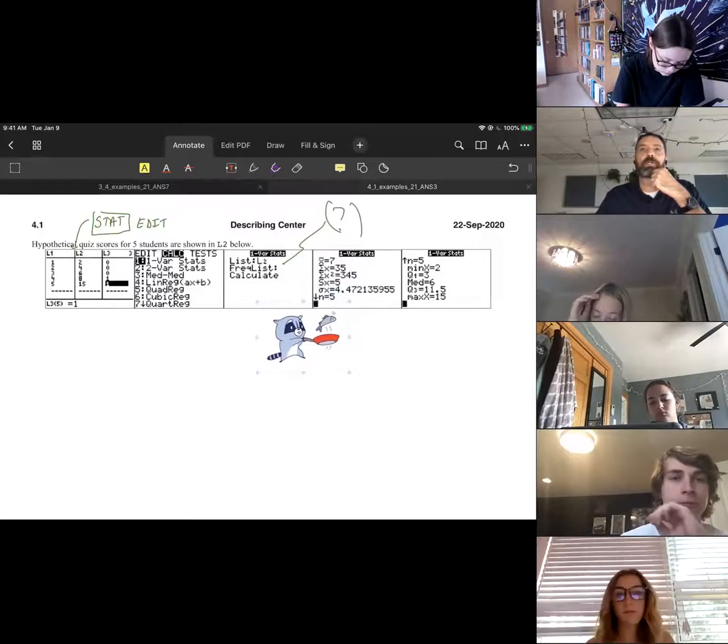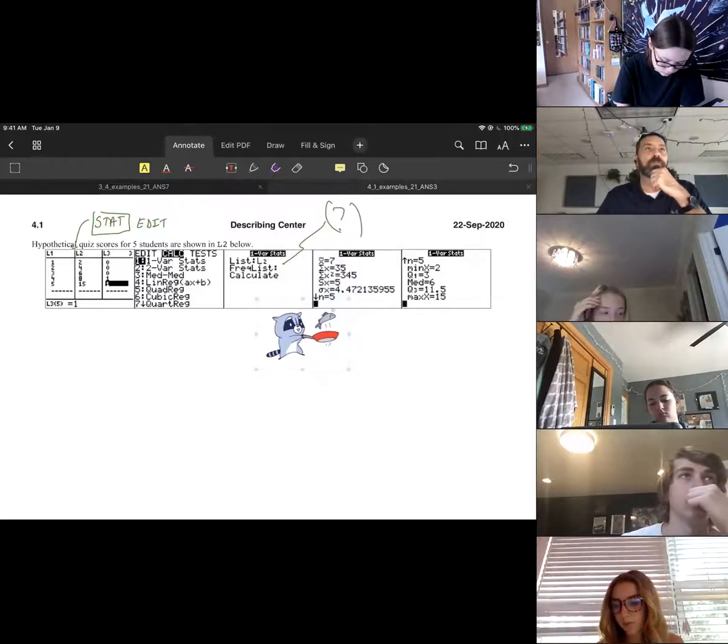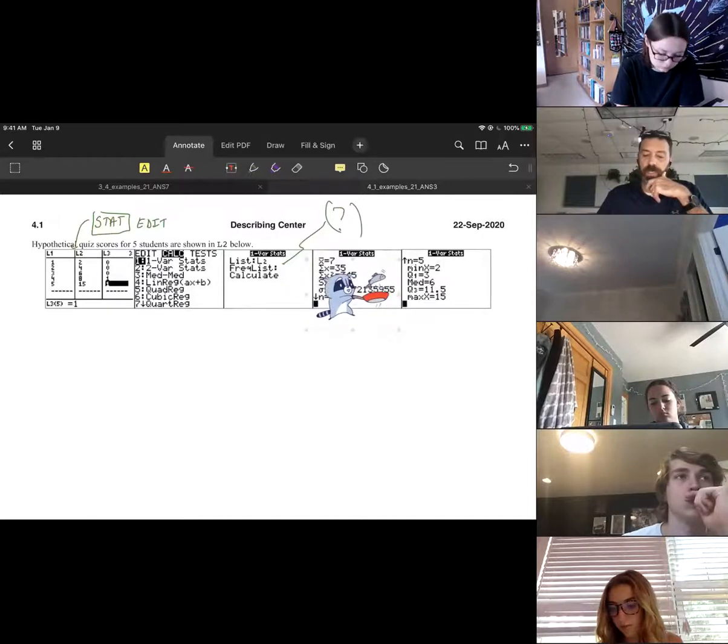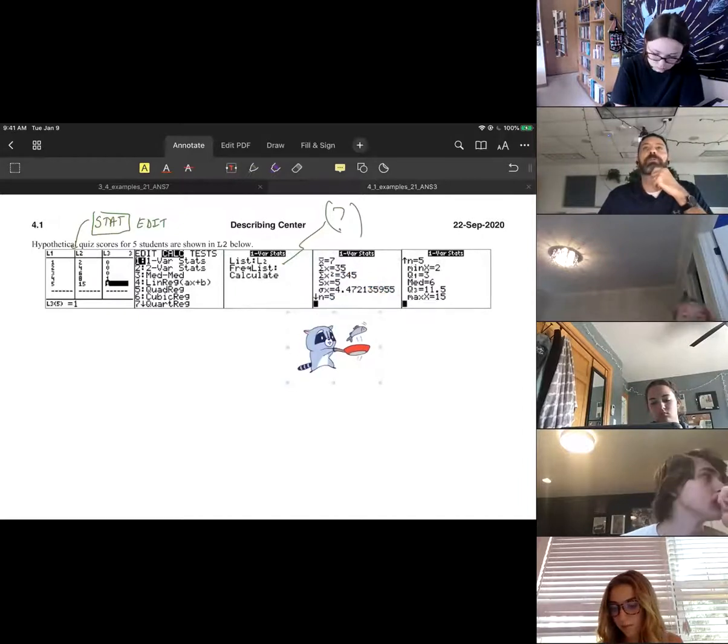Those of you following along with your calculator, did it work on your calculator? Were you able to follow those steps? Can you get the X bar equals 7 screen to show up? Give me a thumbs up.